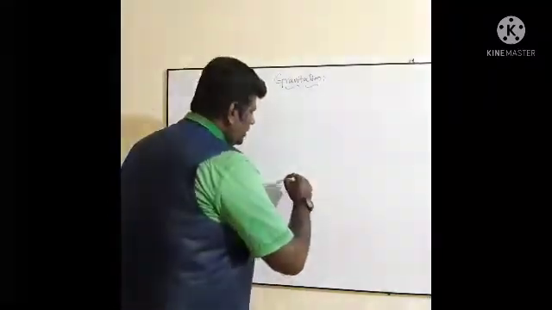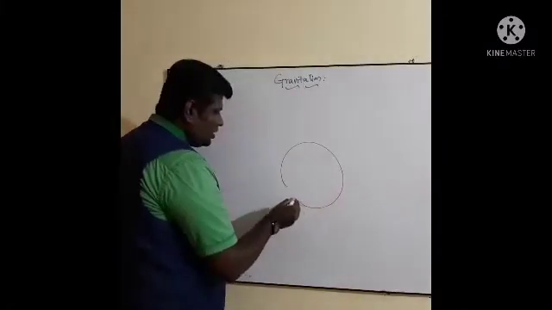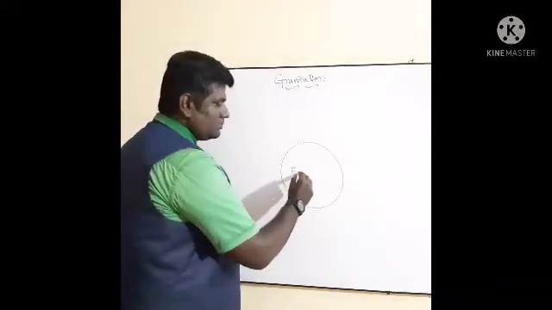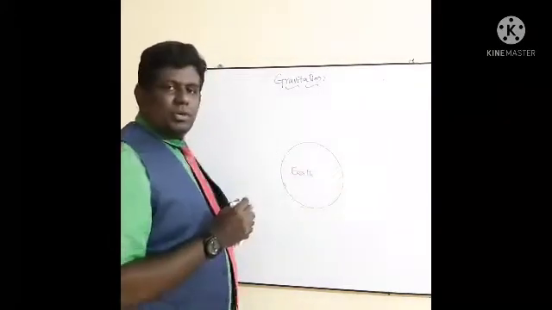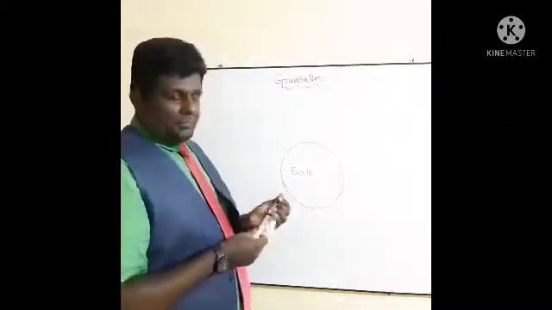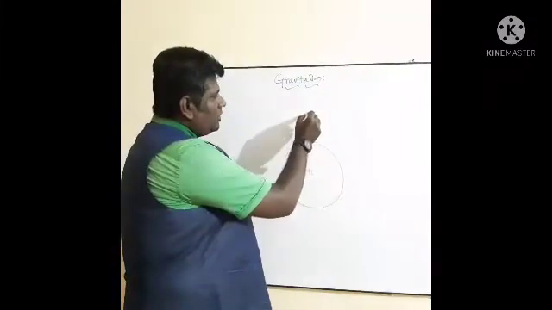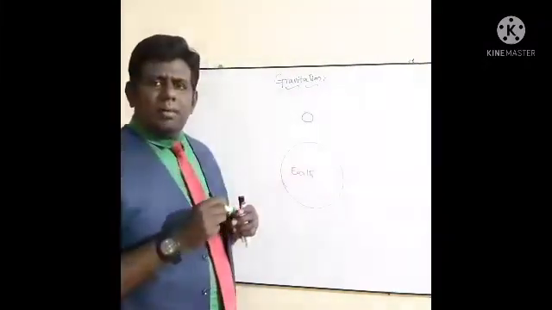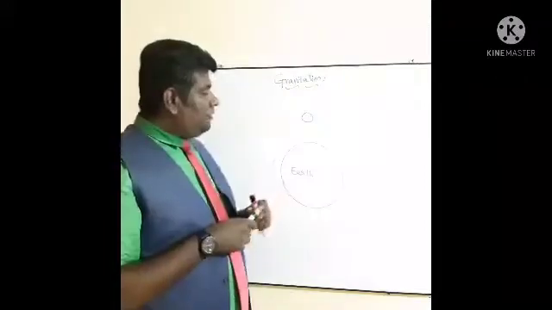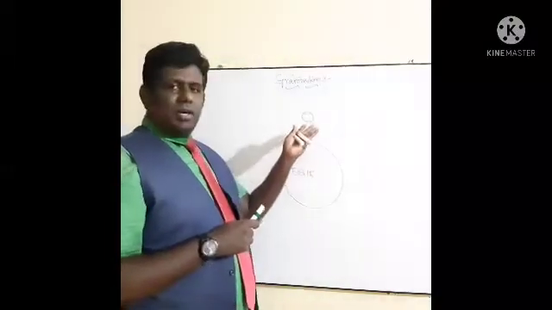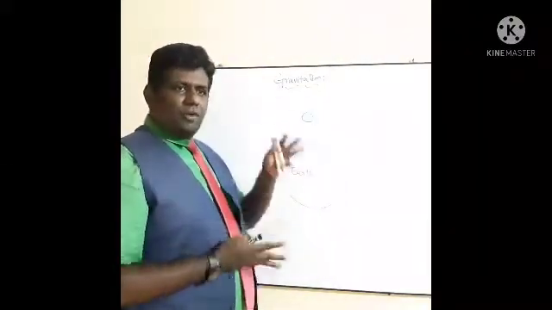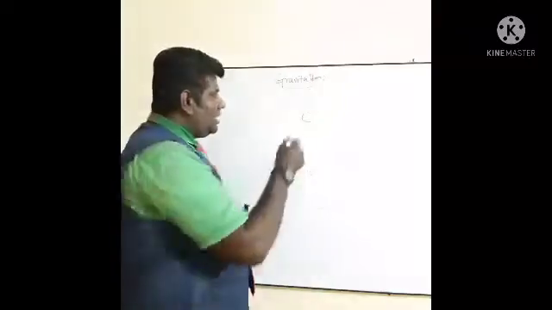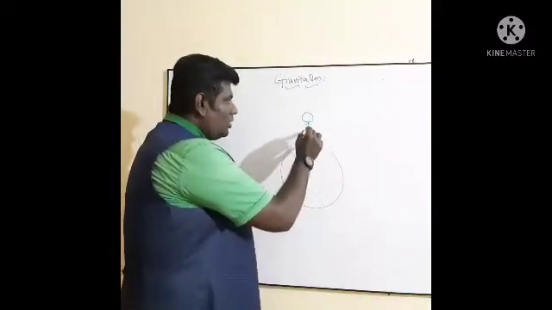We all know that Earth is a huge mass. If any object, you can take any object, a ball or anything, and you keep it above the surface of the earth, a force will pull that object and that object will fall towards the earth.